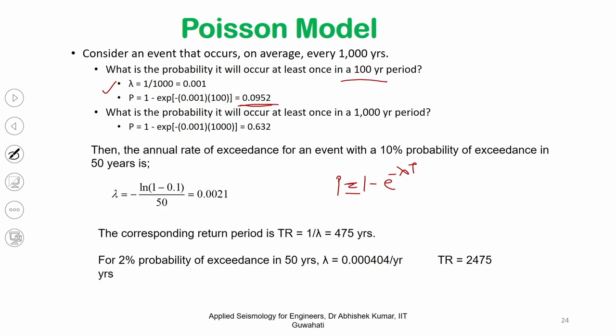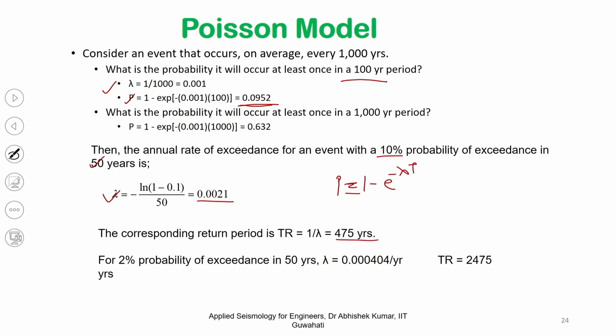Similarly, we can follow this particular part. Generally, as I mentioned, two scenarios will be given, 10% probability in 50 years. So, we can put 10% as the p value in 50 years. So t is 50 years, and we can find out the value of lambda. The lambda value is given here as 0.0021, this is the frequency. If I am interested in the return period, that means at least once the scenario should be repeated in those many years.